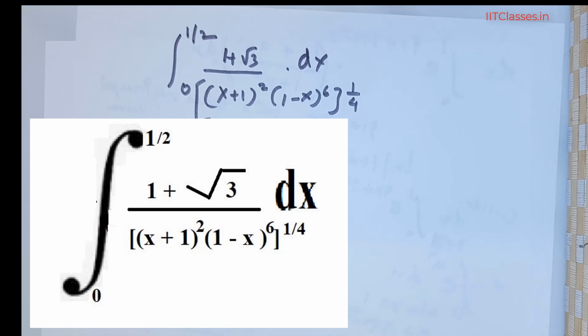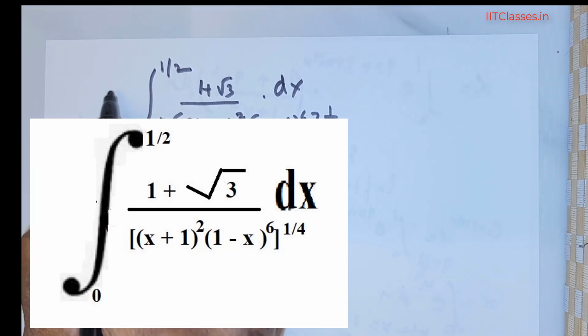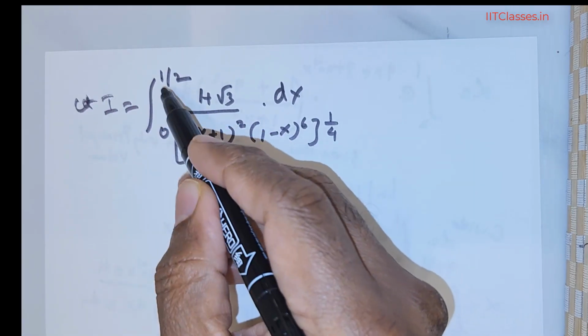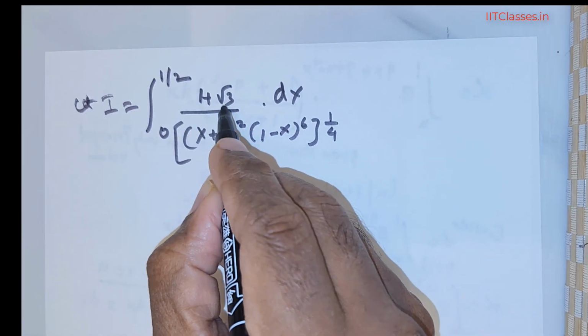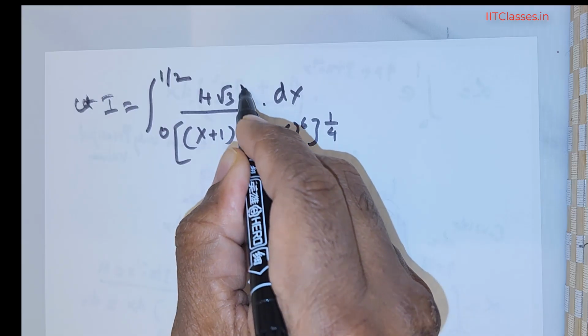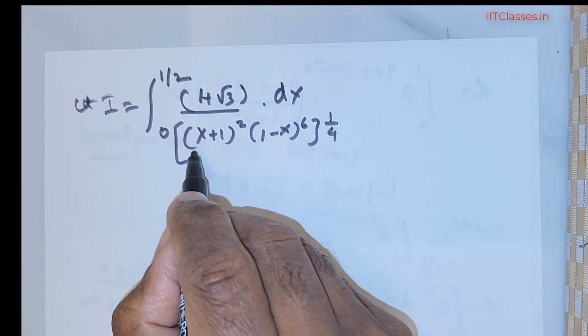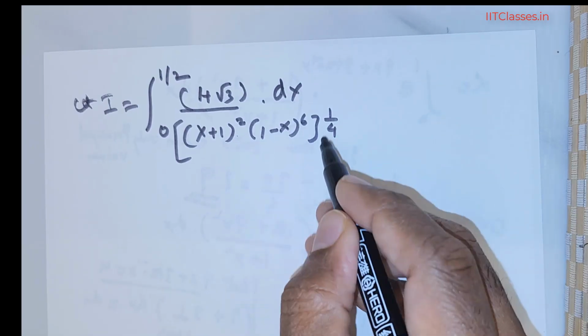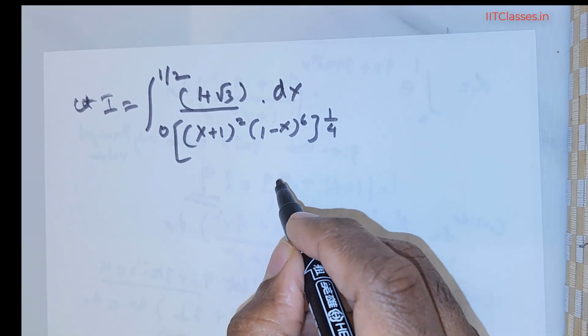We are expected to find the value of this beautiful question. Let me take this to be equal to I. The question is the integral from 0 to 1/2 of (1 + √3) divided by ((x + 1)^2 (1 − x)^6), the entire component raised to the power of 1/4.